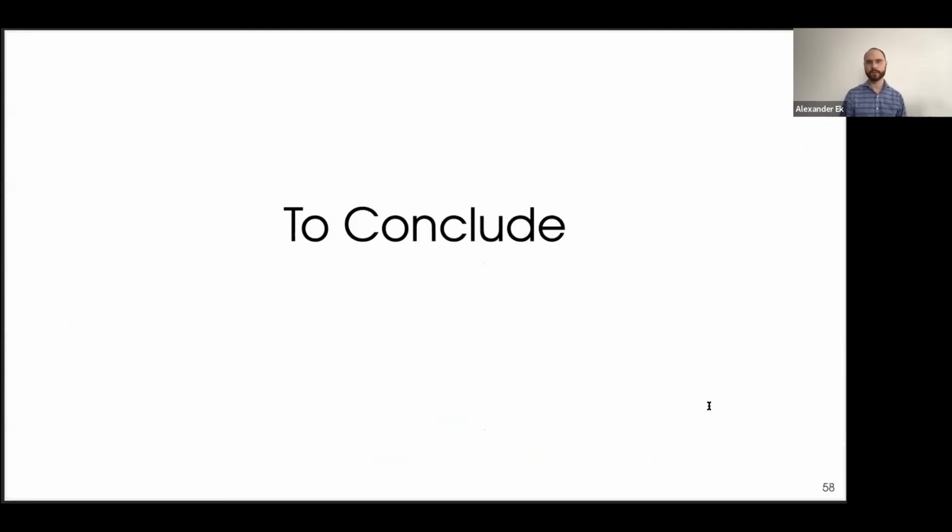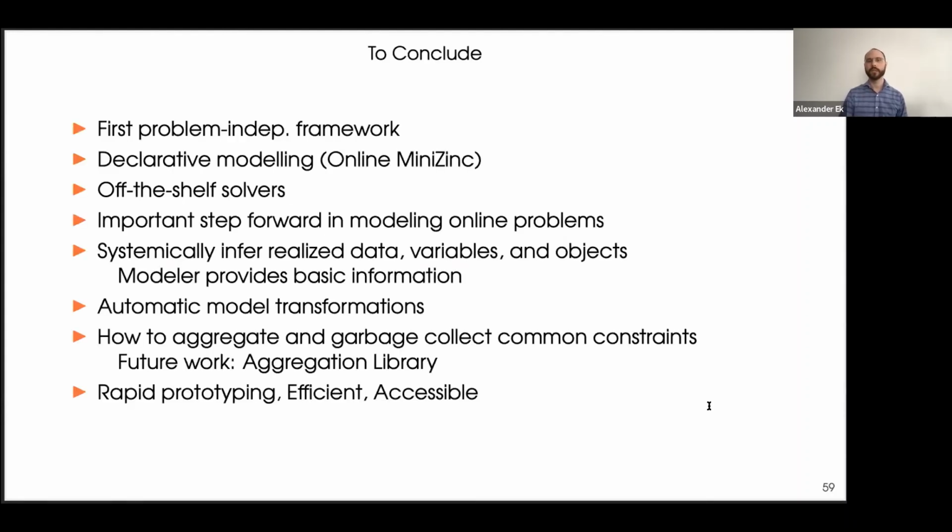All right, to conclude this talk, what I presented here is the first problem-independent framework for modeling and solving online and real-time combinatorial optimization. This is declarative modeling, right? We call this online MiniZinc. We've extended MiniZinc, which already is declarative modeling. We can use off-the-shelf solvers, all that are supported by MiniZinc. This is an important step forward in modeling online problems.